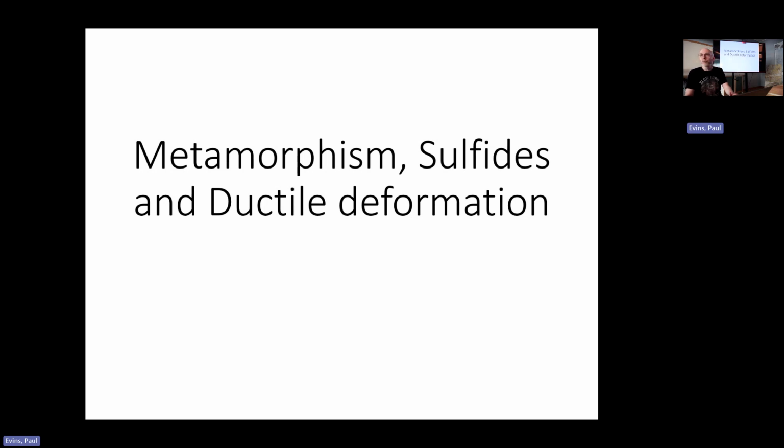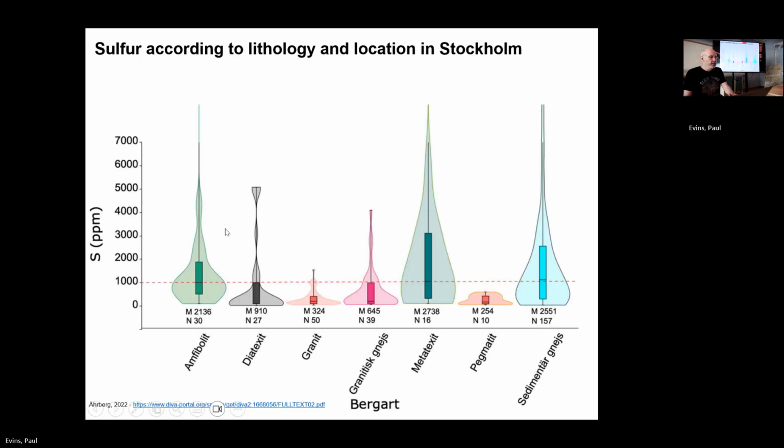We'll start, though, first with a little comment on sulfides, because they're very directly linked to the different lithologies that I've just introduced you to. So this is based on my own data set from various different sulfide projects around Stockholm. And you see the number of samples here on the bottom.